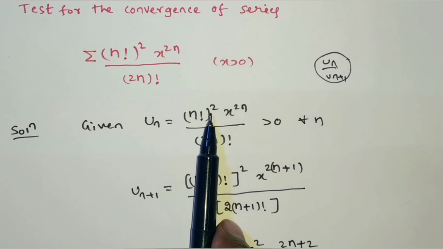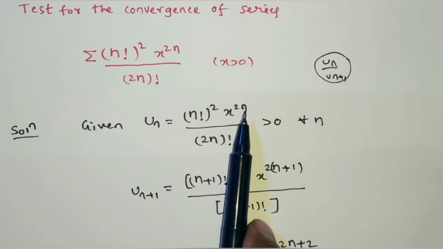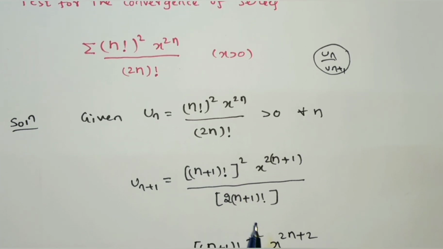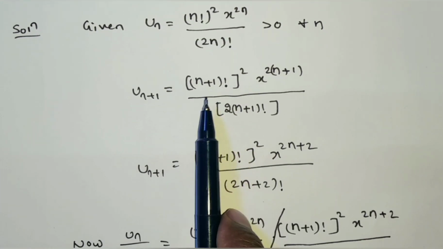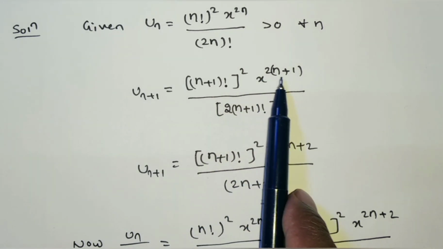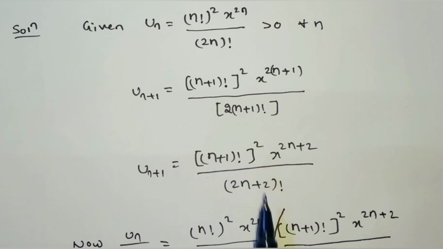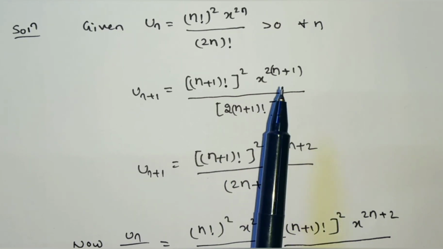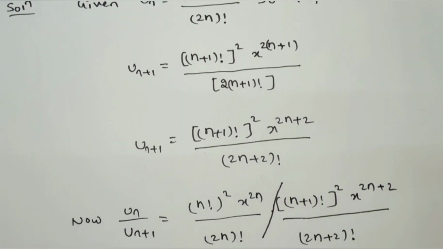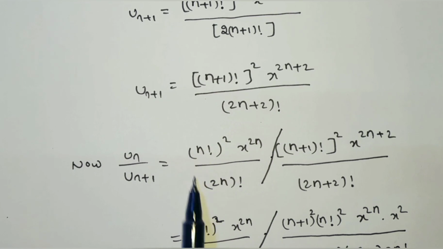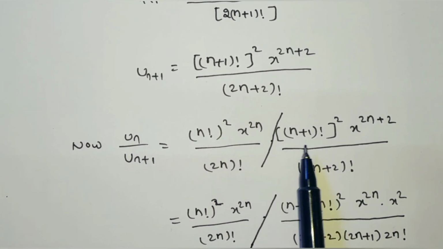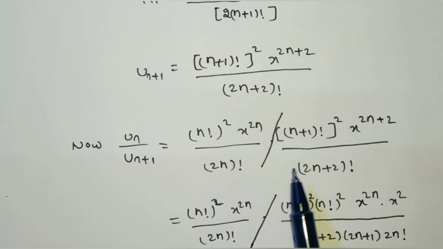So n plus 1 factorial whole square x to the power of 2 into n plus 1, by 2 times n plus 1 factorial. If you split this, you can write it as n plus 1 factorial whole square x to the power of 2n plus 2 by 2n plus 2 factorial. Now I want un by un plus 1, the numerator un and the denominator un plus 1. In the denominator, you have to simplify, which means you have to cancel the common terms.